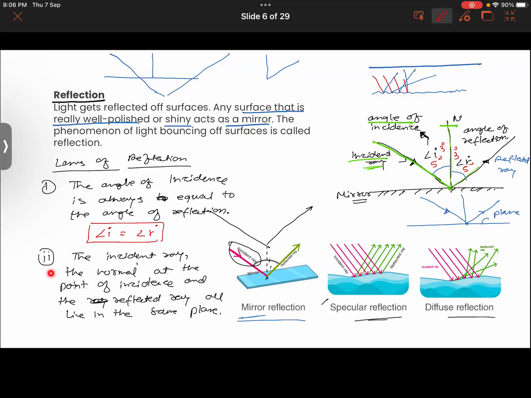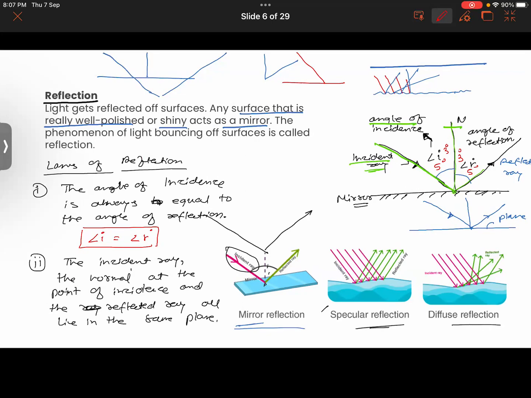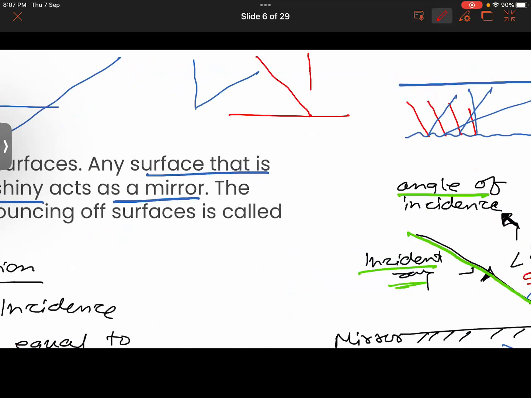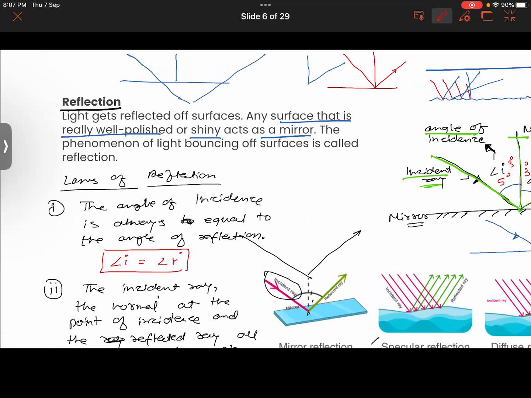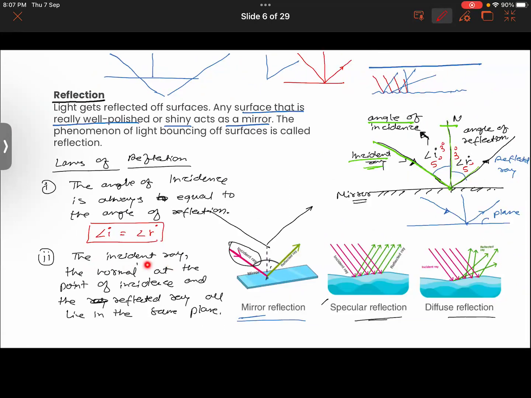Talking about the second law, Ahmed and Arhan, the second law simply says that you have this incident ray falling on this mirror. You have this normal which is formed at the point where the incident ray is falling on the mirror. From that point, you form the normal line. Here our incident ray falls, this is the point, and from here you will draw the normal line. And this is the reflected ray. So simply the second law says that the incident ray, the normal at the point of incidence, and the reflected ray all lie in the same plane.